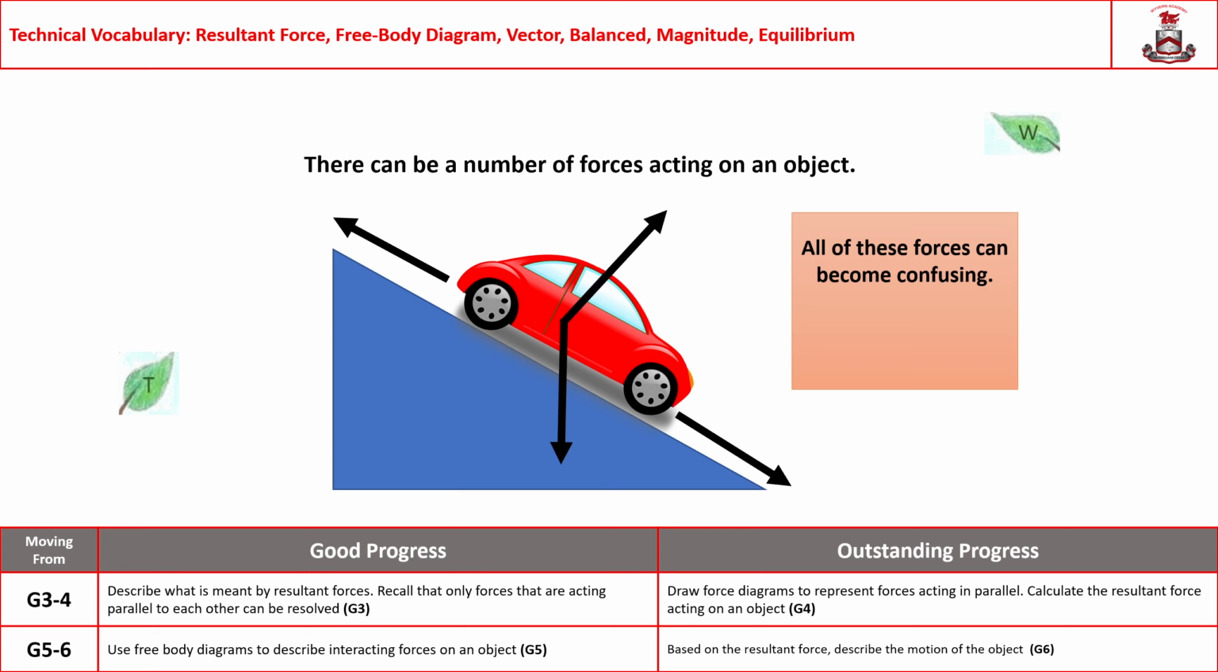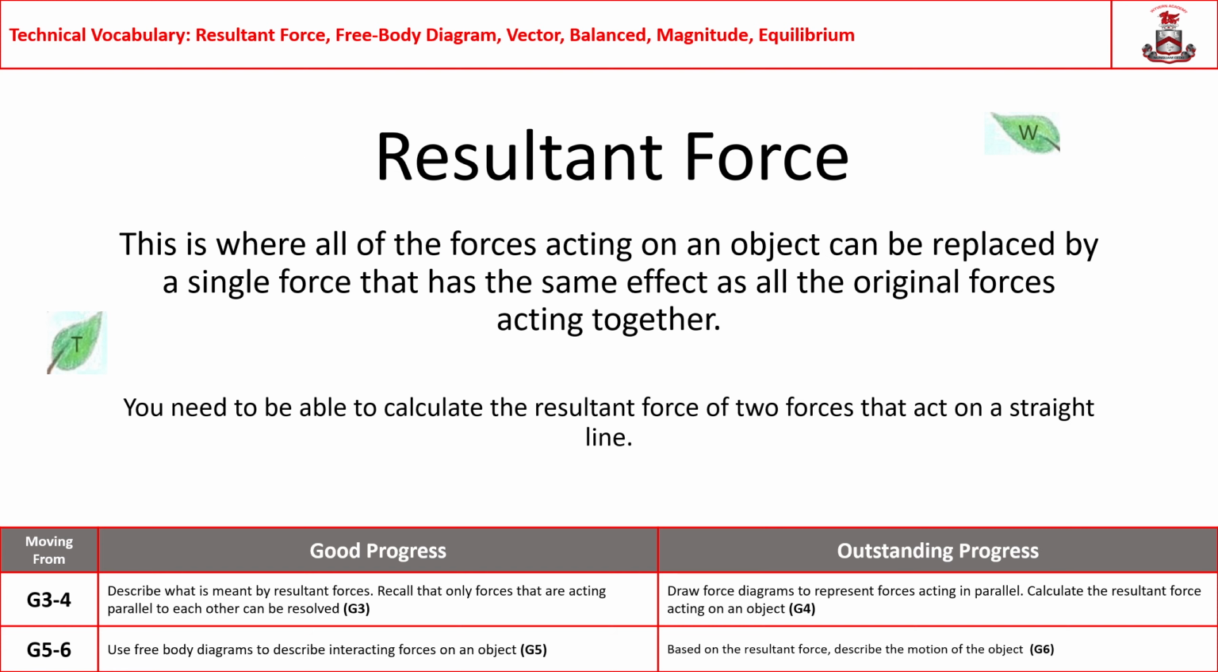Now, if you look at this diagram, this is a car on a slope. We can see 4 different forces acting on this car, and it can become confusing because they're all acting in different directions. They'll all be different sizes. Now, we like to talk about something called the resultant force. What we're doing essentially is adding up all these forces and consolidating them into one force that represents all of them added together. So it becomes a lot simpler.